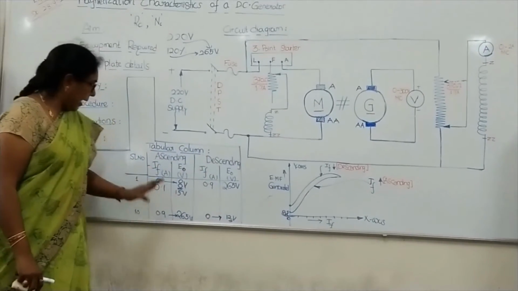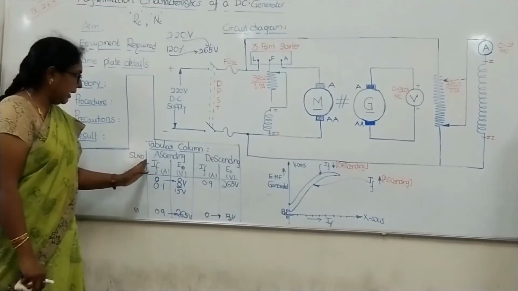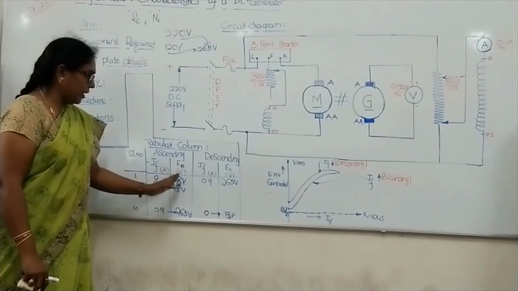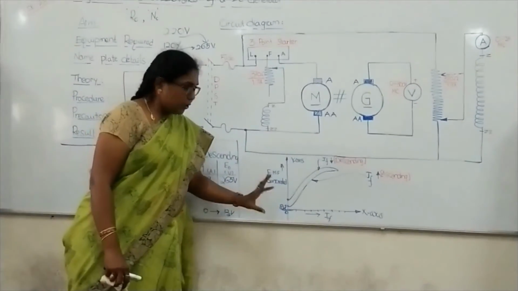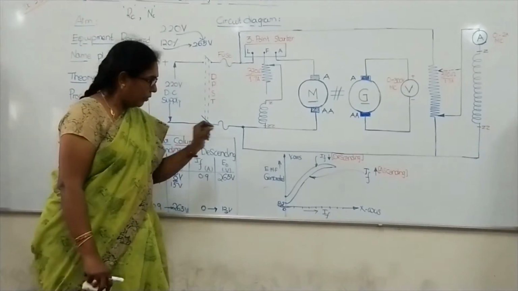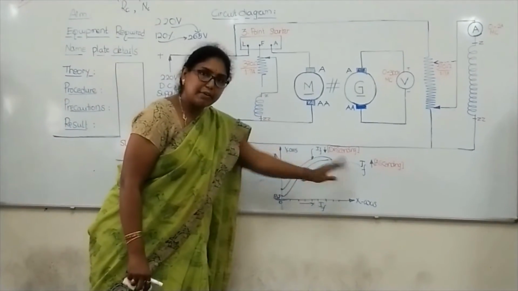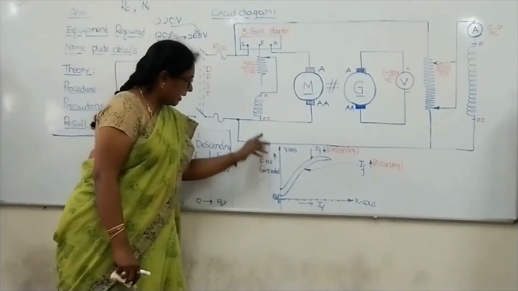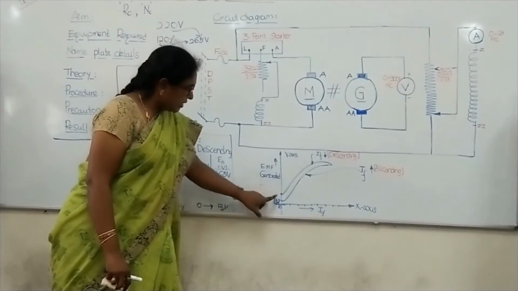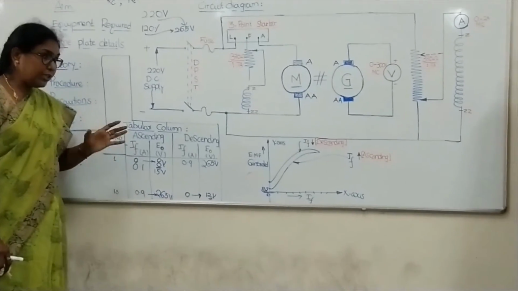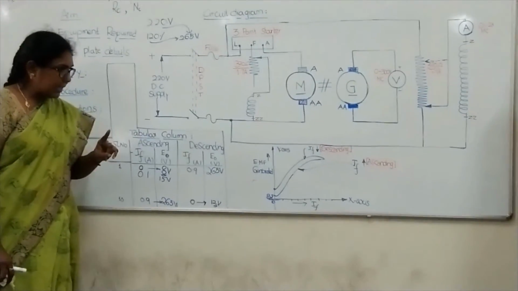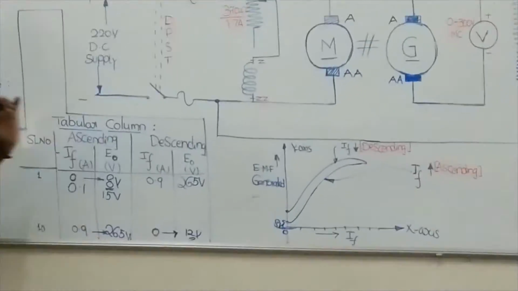So in this way, we have to note down all the readings for the ascending order and for the descending order. By having a relation between the field current and how the output voltage is changing, we can draw a graph on a graph sheet. On this graph sheet, the x-axis is the field current and the y-axis is the generator EMF. First we will start with the ascending order, and we have to choose a proper scale for both axes.